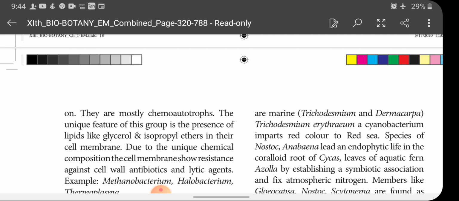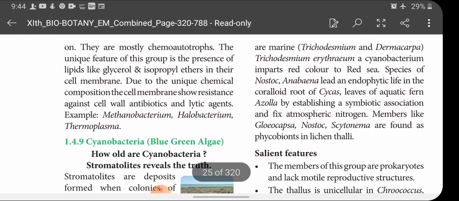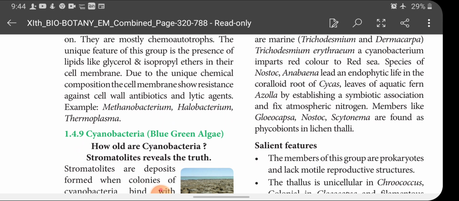The unique feature of this group is the presence of lipids like glycerol isopropyl ethers in their cell membrane. Their cell membrane possesses unique features such as glycerol and isopropyl ethers. Due to this unique chemical composition, the cell membrane shows resistance against cell wall antibiotics and lytic agents. Examples: Methanobacterium, Halobacterium, Thermoplasma.